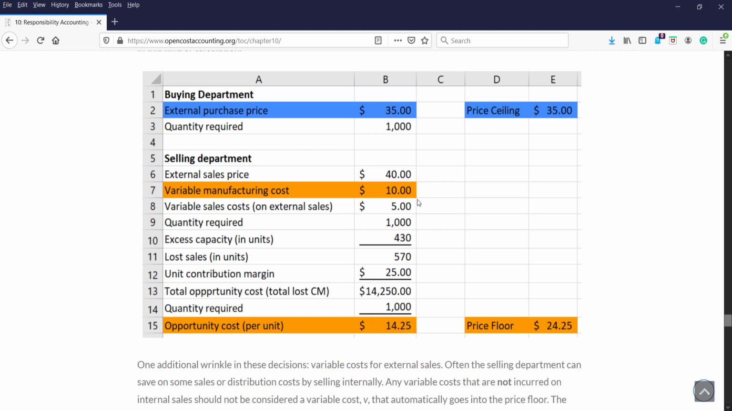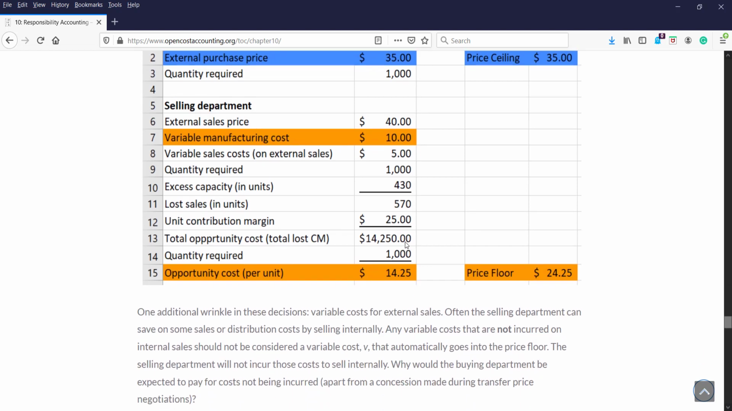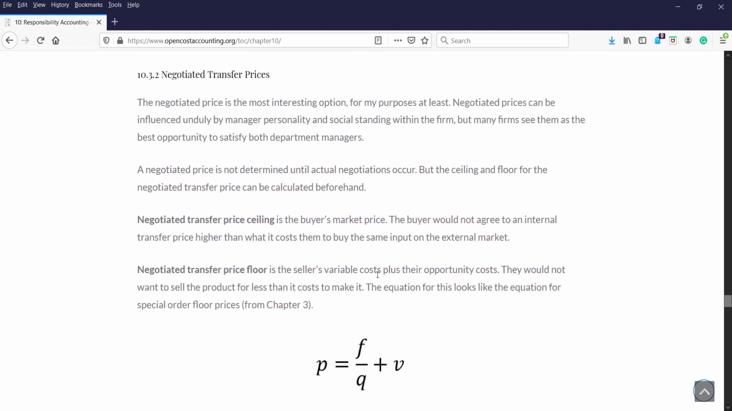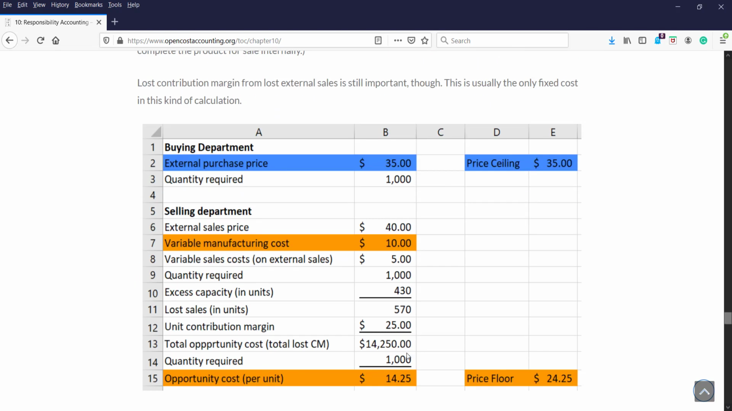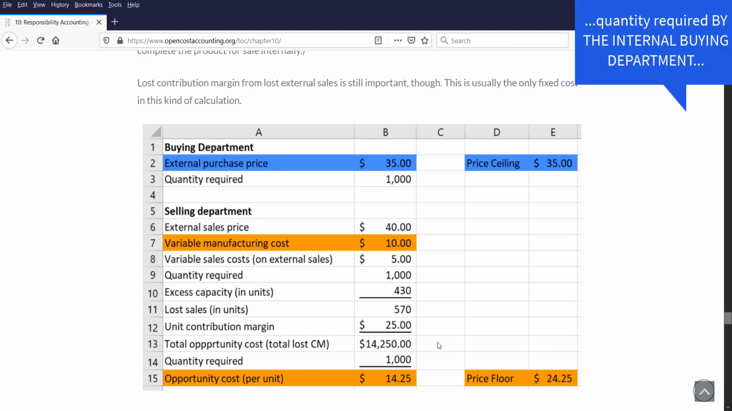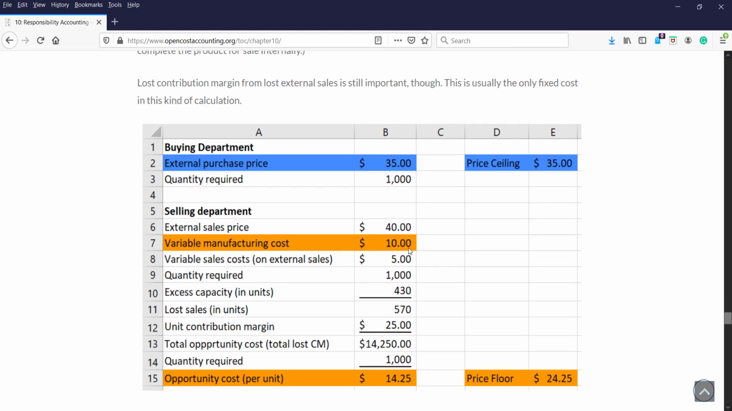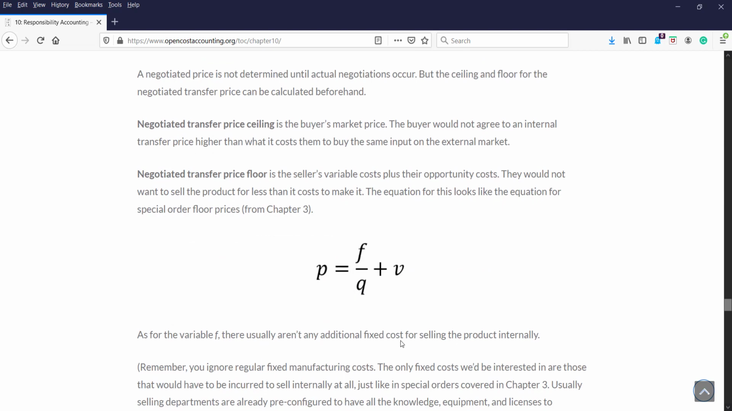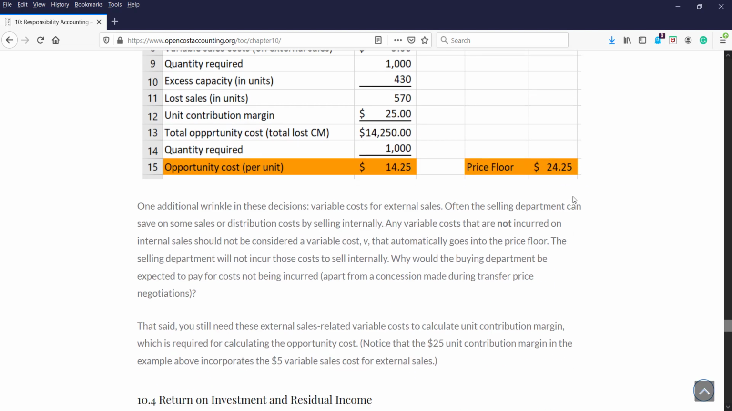So you add this together with our variable costs. Let me go back. This is F in the equation, total lost contribution margin, and this is the quantity required, the Q. And then back here again, I said this is the V we're talking about with internal sale. We're only talking about the variable manufacturing cost, not anything that's only on external sales. So we have this plus this. This is the F over Q, the whole F over Q term. All right, $24.25 is our price floor.